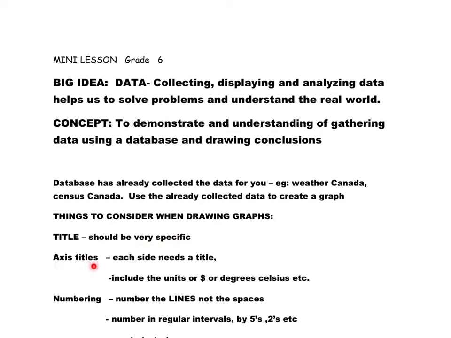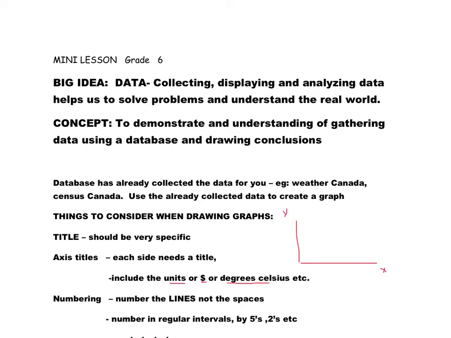You need to have axis titles. So you need to have a title on each axis, and the axes are the sides. So you need to have a title on the x-axis, and you need to have a title on the y-axis. Again, each title should be fairly specific. If it's related to units, so centimeters, millimeters, that kind of thing, that should be there. If it's related to money, that should be indicated. If it's related to temperature, that should be indicated.